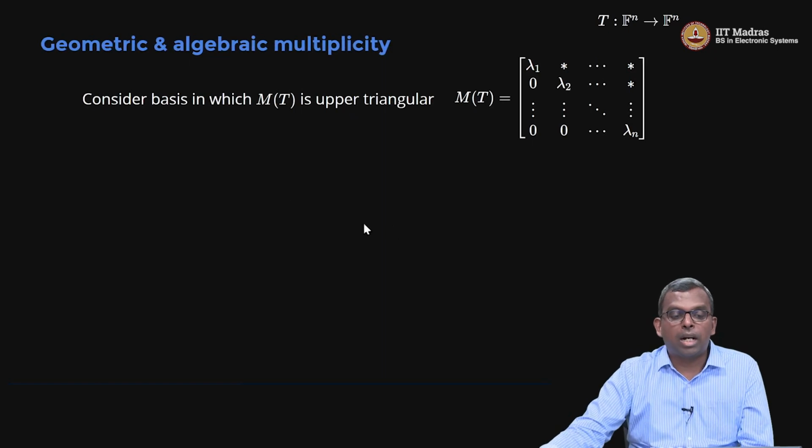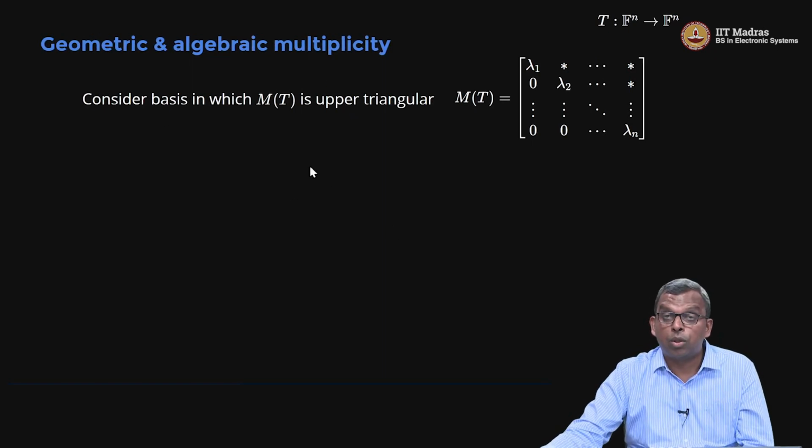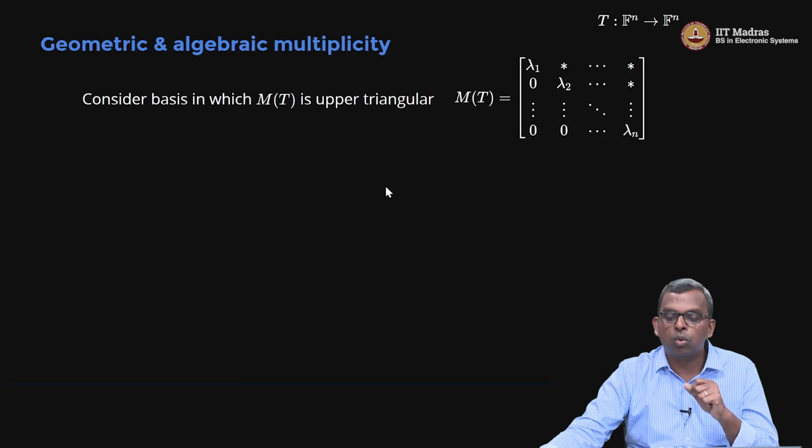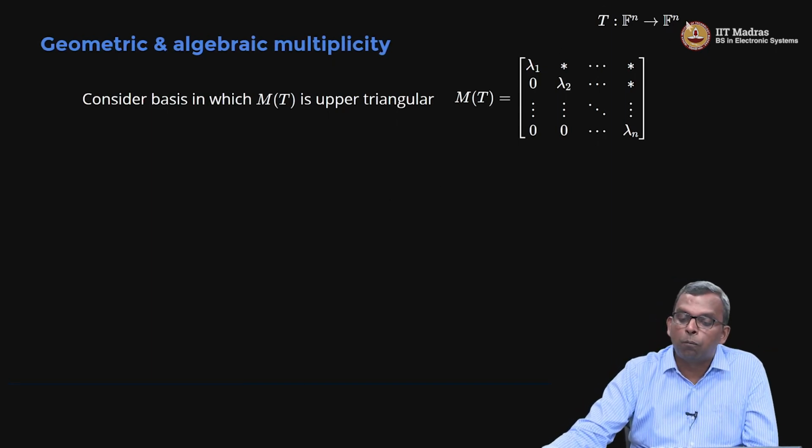Now, let us go back and look at our geometric and algebraic multiplicity. In fact, there was a relationship between them which we could not prove. Once you know the upper triangularization, you can prove it. So you take an operator T, and you consider the basis in which the matrix of T is upper triangular. So it has lambda 1, lambda 2, up to lambda n on the diagonal. Above, I do not know what it has, some stars are there. Below, it is always 0, right?